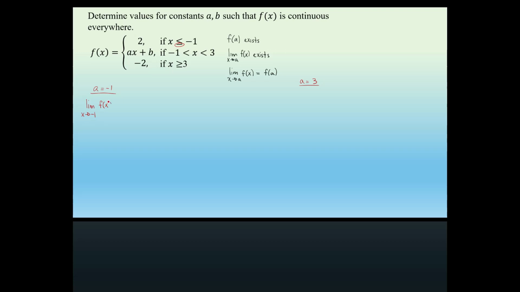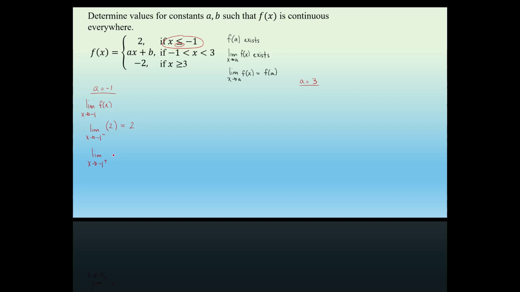Does that exist? Well, in order for that to exist, the limit as x approaches -1 from the left and the limit as x approaches -1 from the right, they have to be equal to each other. Well, if we're approaching -1 from the left, we're looking at values less than -1, and that's the top piece, which is 2. So the limit as x approaches -1 from the left of 2 is just equal to 2.